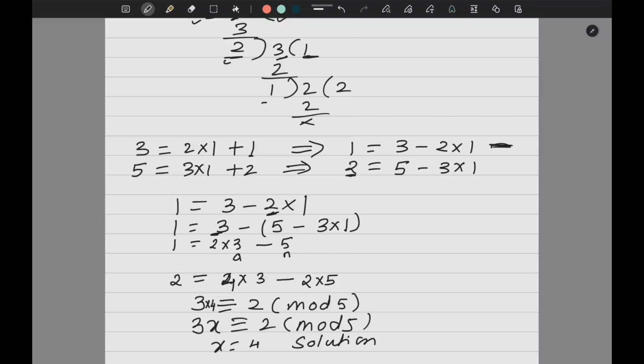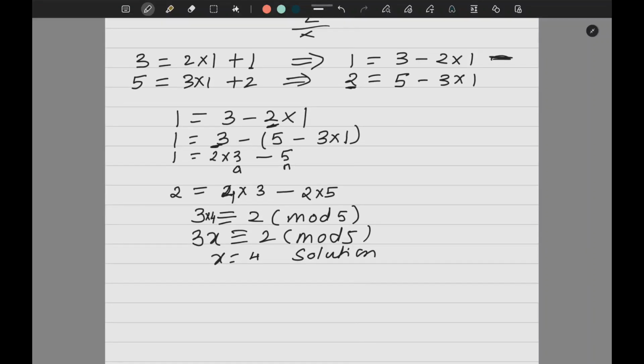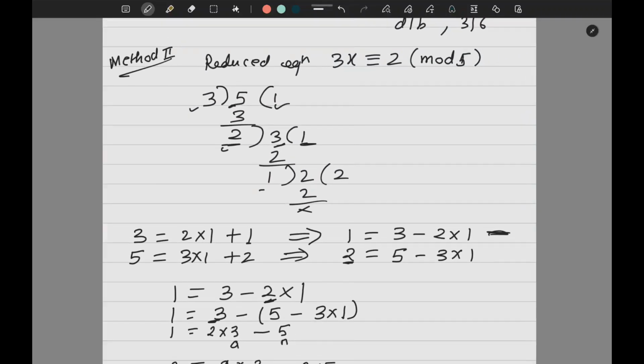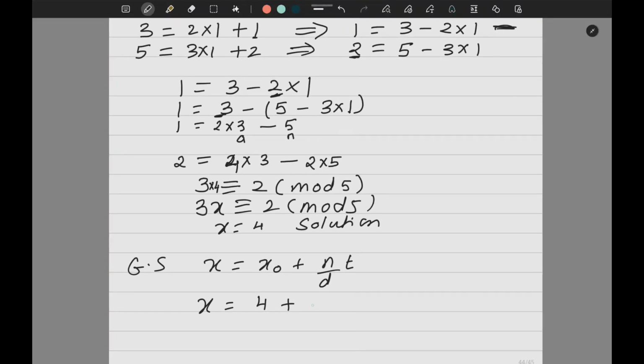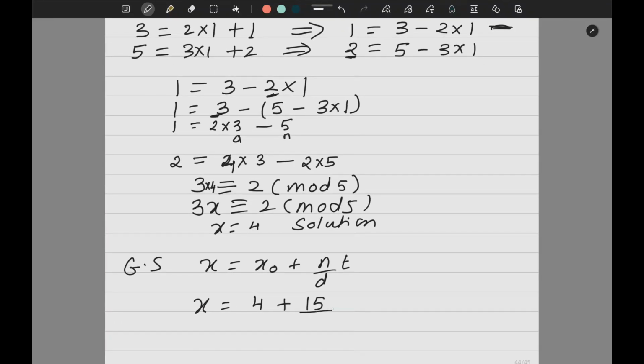But x is equal to 4 is my one solution, right? How to write the general solution? So general solution, x is given by x naught plus n by d t. Okay, for different values of t. So x is equal to x naught, that is 4, plus n. Now here what you should do? You should go to your original question. So my original question, what is my n? N is 15, right? So n is 15. And what is the value of d there? 3 and t. So this is 4 plus 5t.